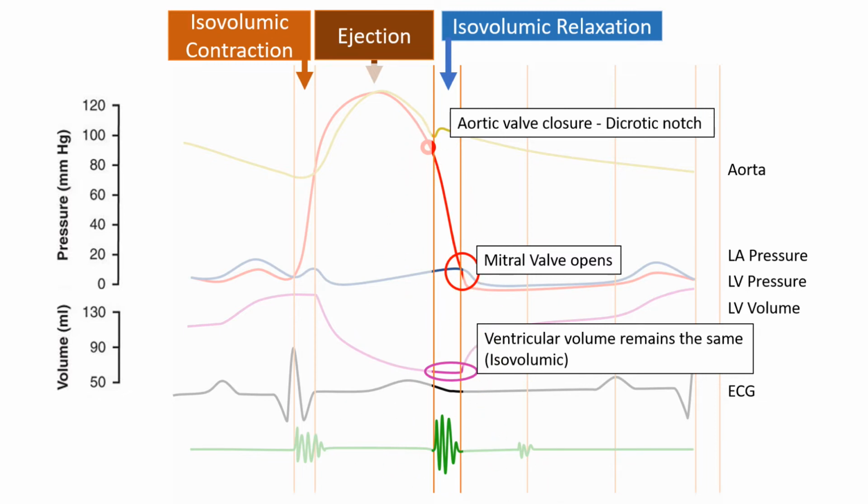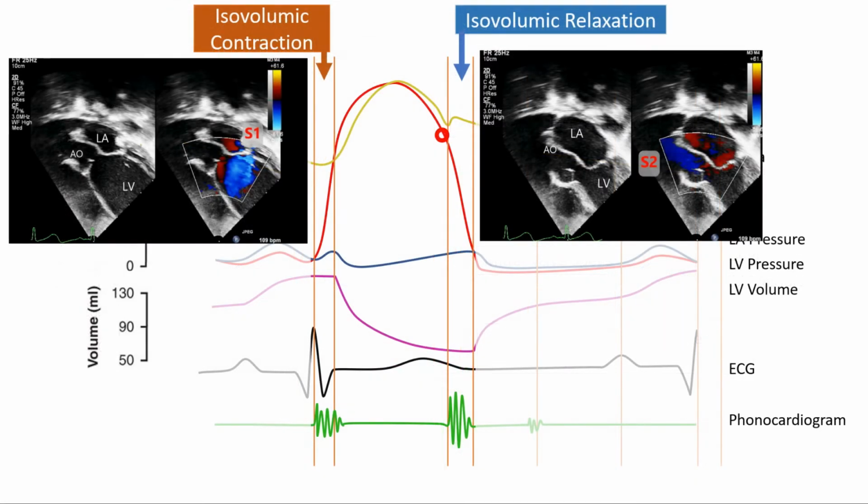Again, during this period, as both ventricular inflow and outflow are closed, even though there is a drop in ventricular pressure, the ventricular volume remains the same. If you concentrate on the left ventricular volume tracing, you will see the volume remains the same during this period. That is why it gets the name isovolumic. Now we will compare isovolumic relaxation to isovolumic contraction.